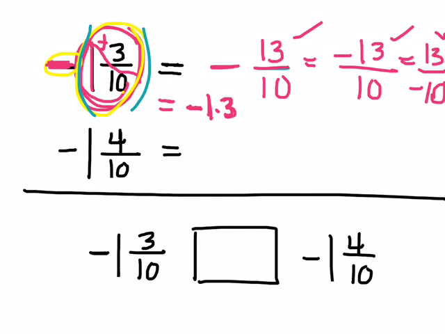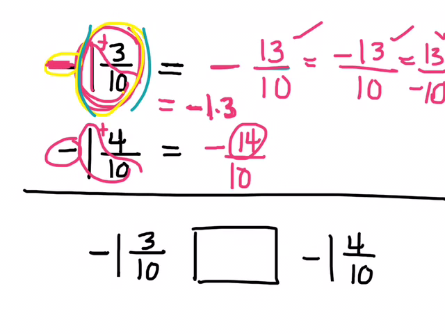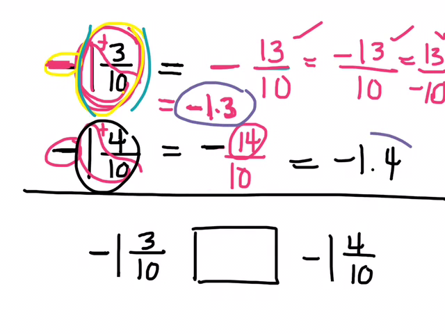So you guys do the next one, negative 1 and 4/10. Negative 14 over 10, right? 10 times 1 is 10, plus 4 is 14, but we know that the answer is a negative because it's telling us that this whole number is negative. What's negative 14 divided by 10? Negative 1.4. Okay, so I have my two solutions as decimals. This is negative 1.3 and this is negative 1.4.